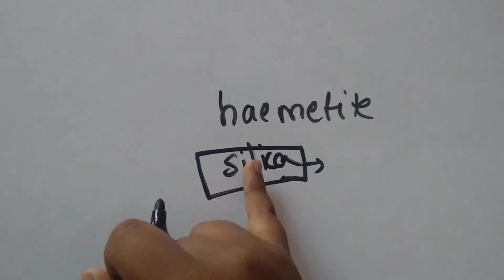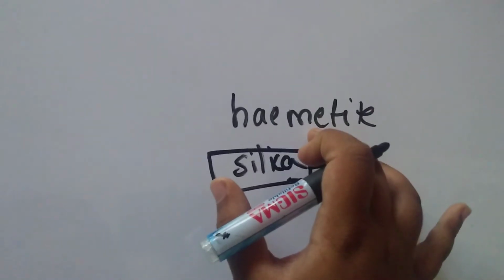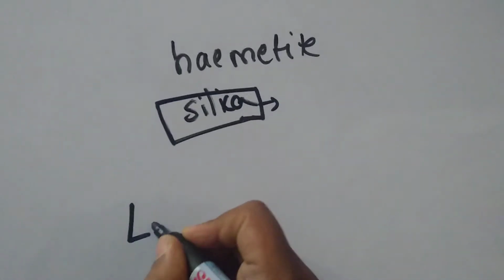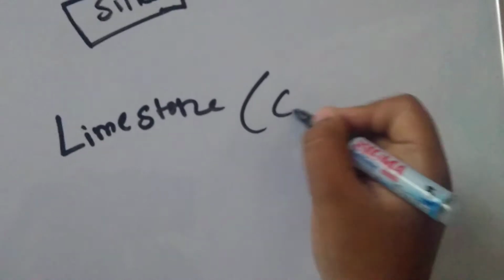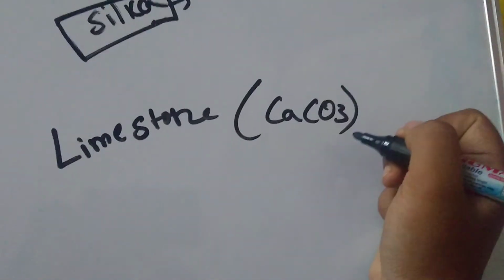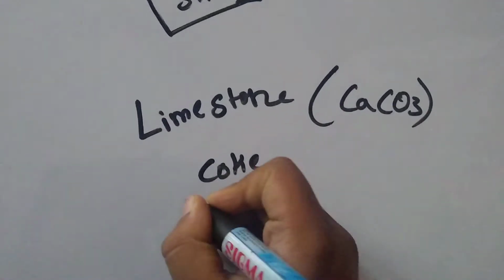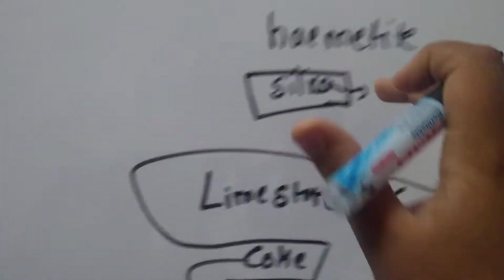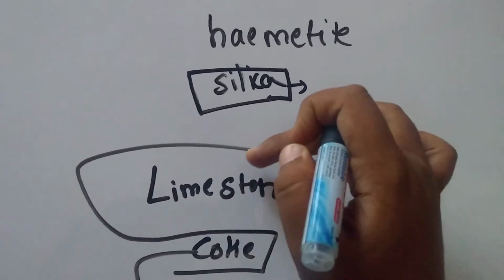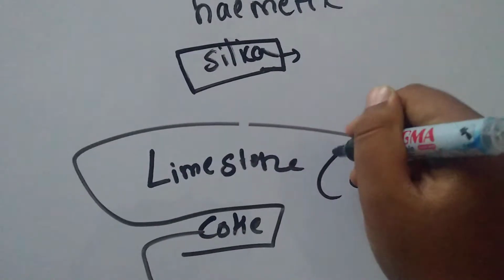So we cannot extract the iron successfully from hematite ore if silica is present. Therefore, a mixture of limestone, which is nothing but calcium carbonate, with a mixture of coke in proper proportion are mixed with the hematite ore to remove any impurities. In this case, silica is removed by the mixture of limestone and coke. Now, what is the role of the limestone?